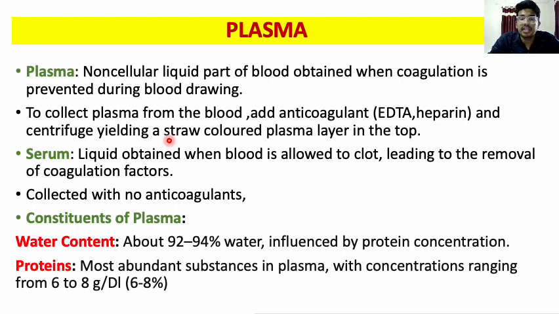If you remove the clotting factors from the plasma, it is called the serum. That means if we allow the blood to clot, the liquid we get afterward is the serum. So this is the difference between plasma and serum. To collect serum, we do not add any anticoagulants. About 92 to 94% of the plasma is water. Plasma also contains protein, and the usual percentage of protein is 6 to 8 percent, or 6 to 8 grams per deciliter.